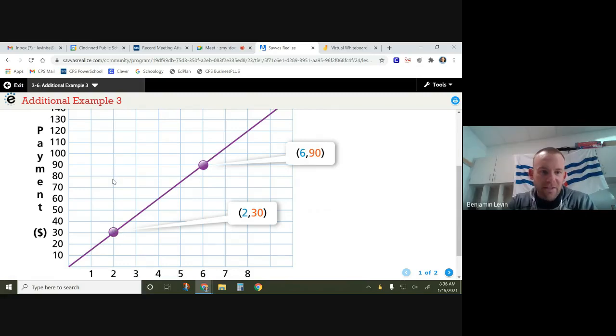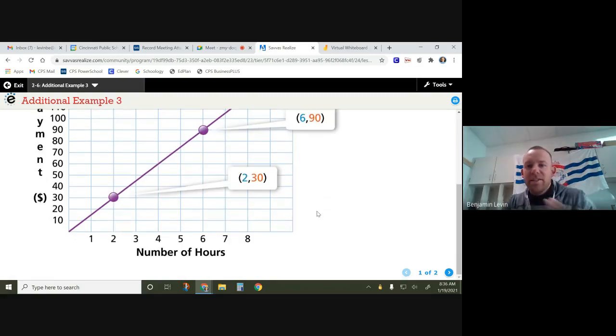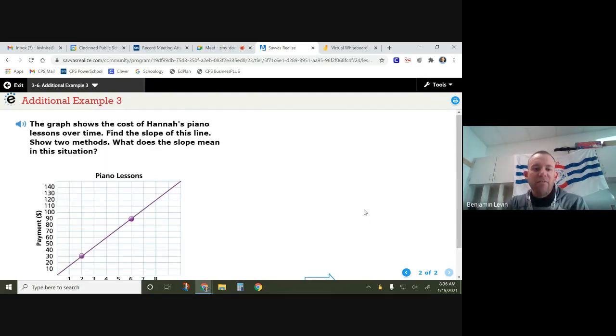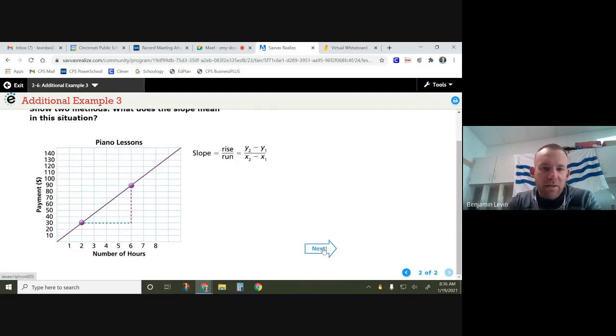Our rise is 60, and our run in hours is 1, 2, 3, 4, because you can see down here that the hours is counting in ones. So we went up 60 and over 4. So rise over run is 60 divided by 4. You can't leave it like that because 60 divided by 4 can be reduced. So you're going to see that they get 15, right? 60 divided by 4 is 15.